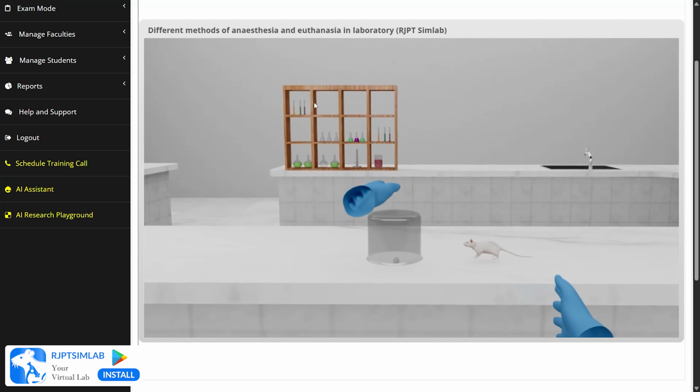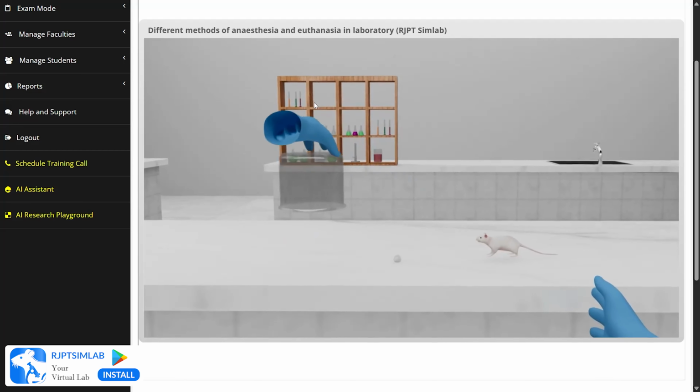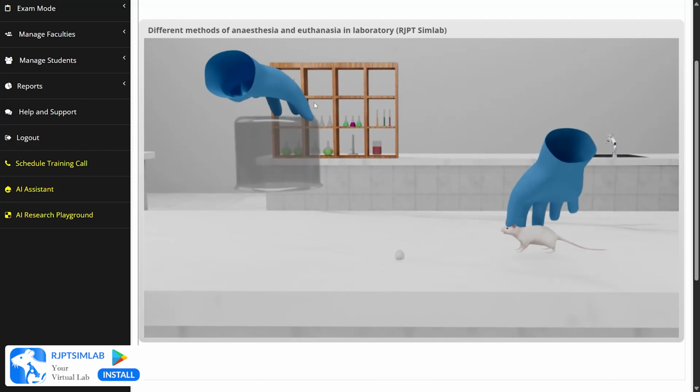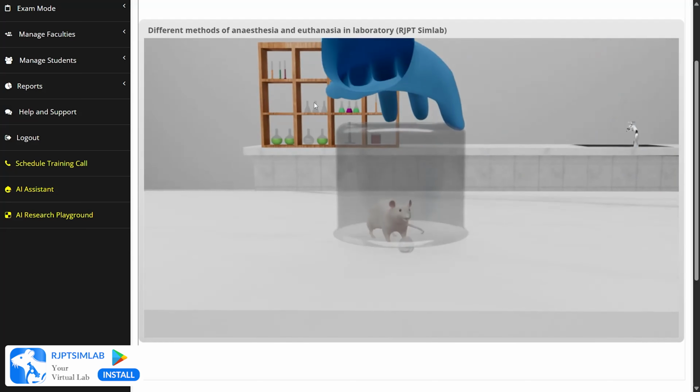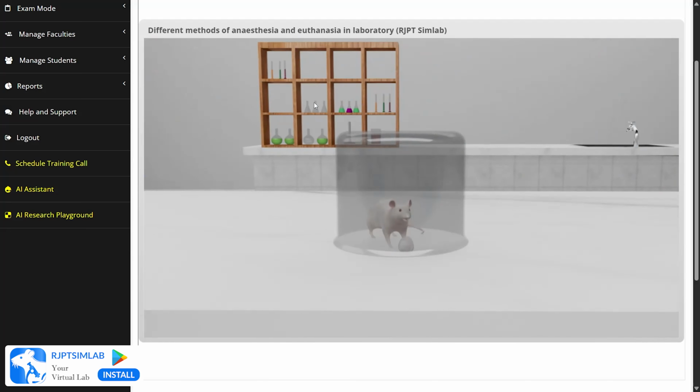In the inhalational method, first of all, we need a cotton swab, our anesthetic drug, our rat, and a closed chamber. The steps are that first we put the chemical, our anesthetic drug, on the cotton swab, and then we place the animal near it and enclose it with the closure. Now, as we can see in the video, the rat is becoming unconscious with the effect of the anesthesia.